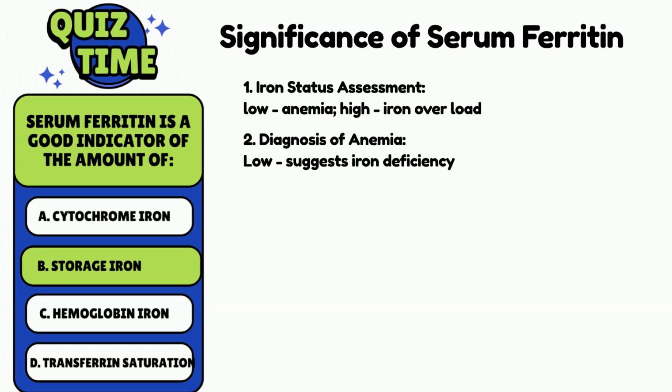2. Diagnosis of anemia. In the context of anemia, ferritin helps differentiate between iron deficiency anemia and anemia of chronic disease. Low ferritin suggests iron deficiency, while normal or high level may indicate the anemia is due to other factors.